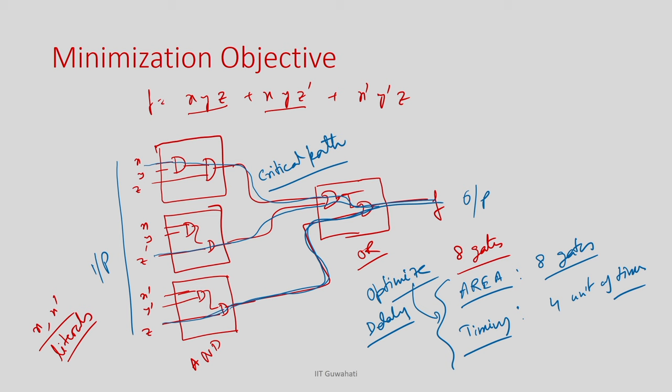We can clearly understand that whenever there are three literals in a product term, these are called min terms, right? These are the min terms.